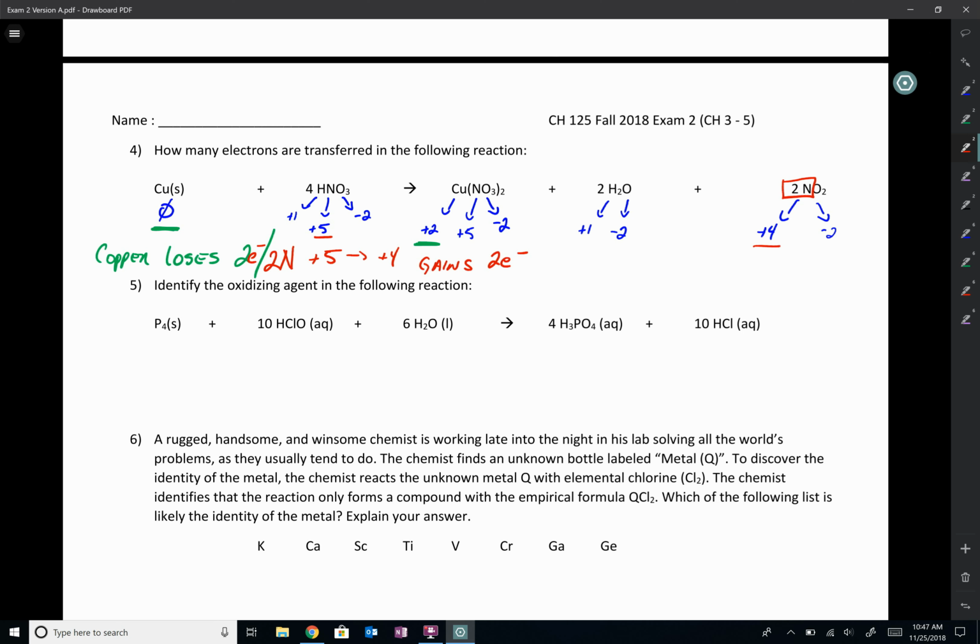We're just looking at what gains or what loses electrons. By conservation of matter, conservation of energy, if something loses 2 electrons, something has to gain 2 electrons. If something gains 2 electrons, something has to lose 2 electrons. That's all it is.